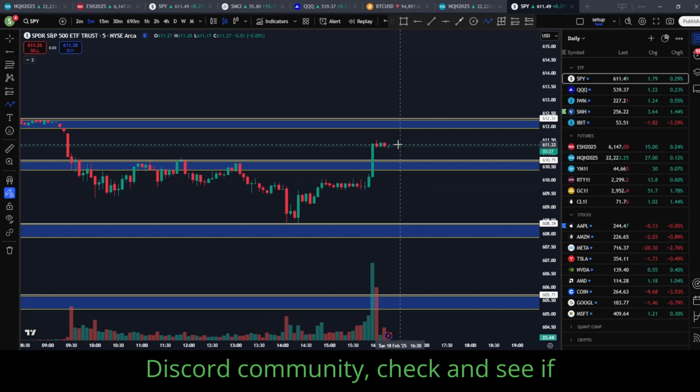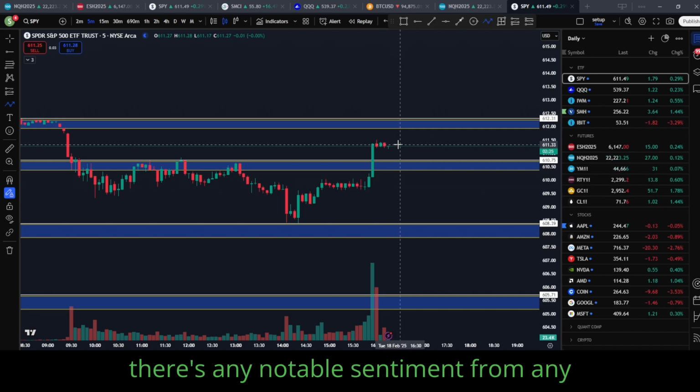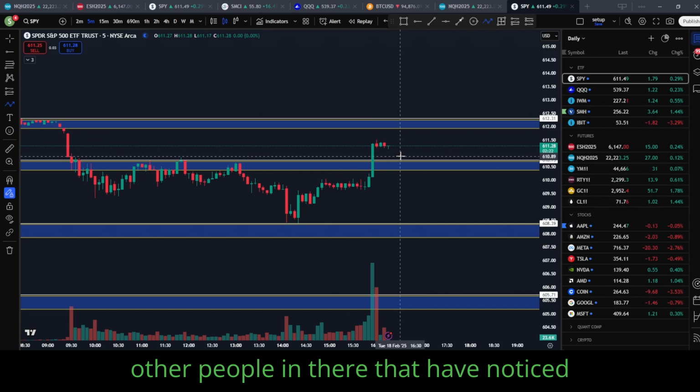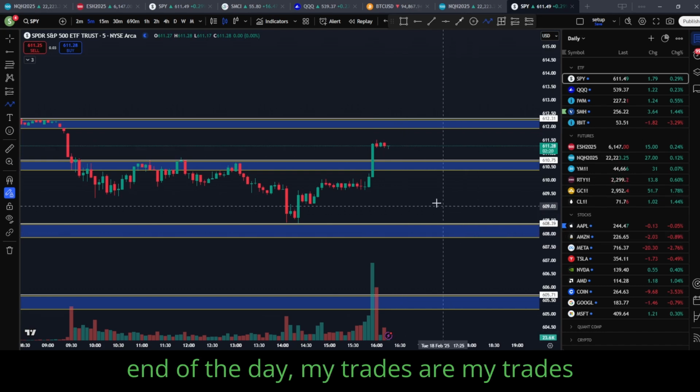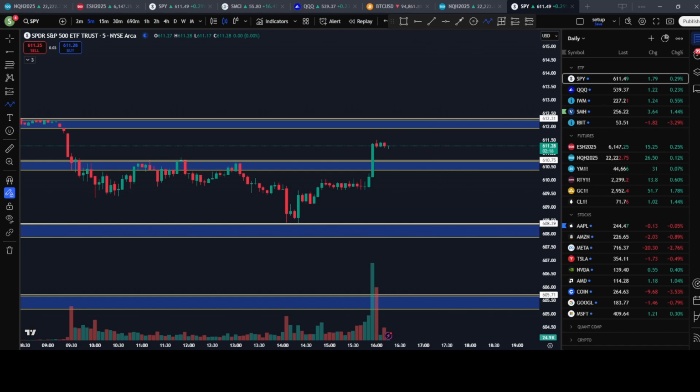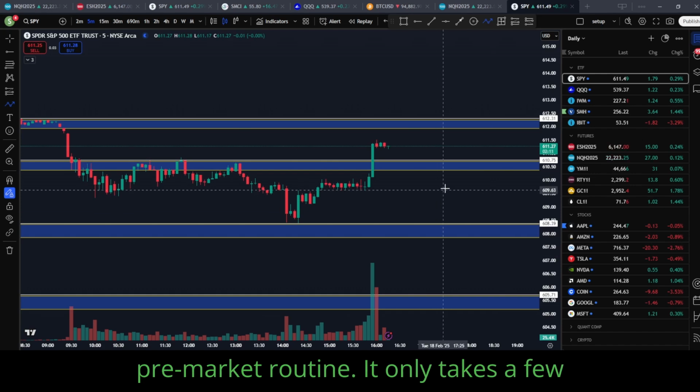I also go through our Discord community, check and see if there's any notable sentiment from any other people in there that have noticed things that maybe I haven't. But at the end of the day, my trades are my trades, and I stick to my plan, and that's what I do. That's pretty much it for me. That's the pre-market routine. It only takes a few minutes.